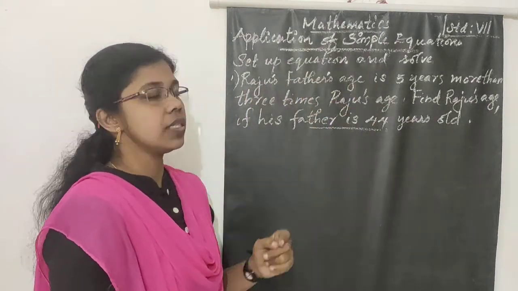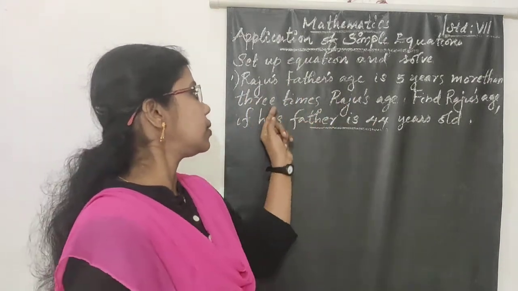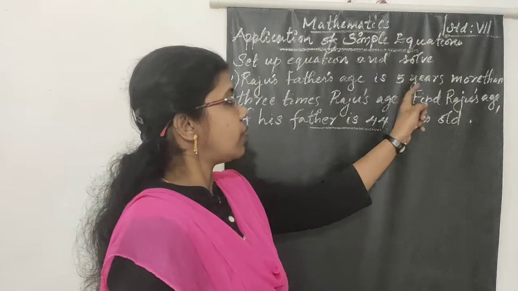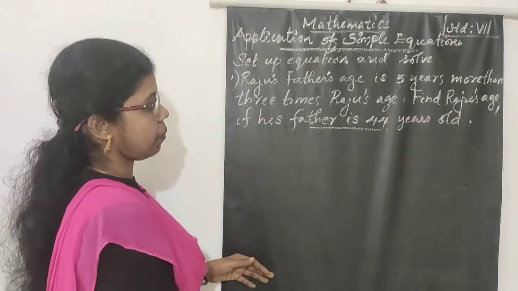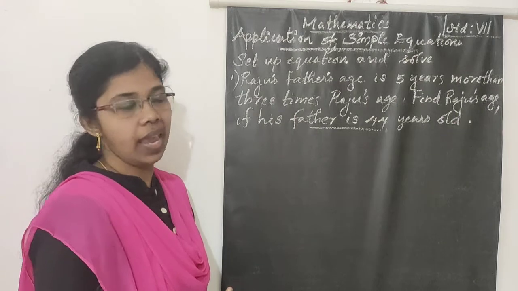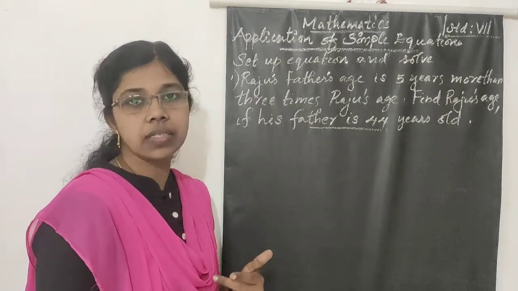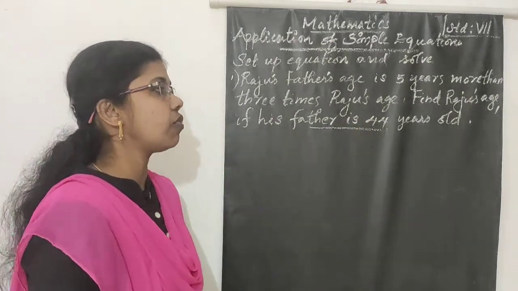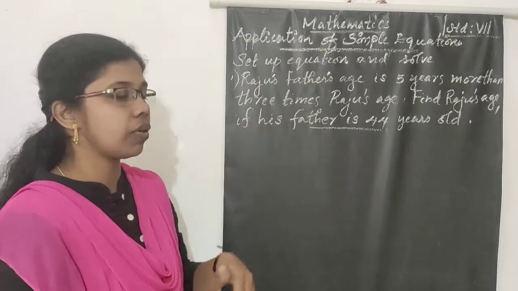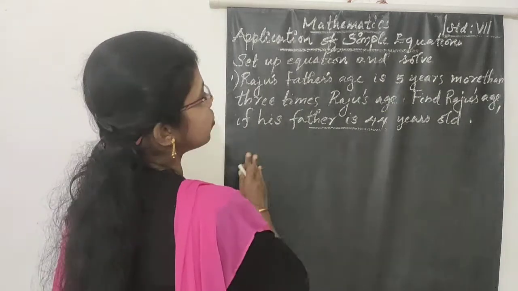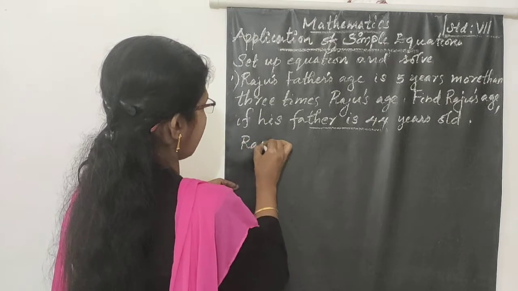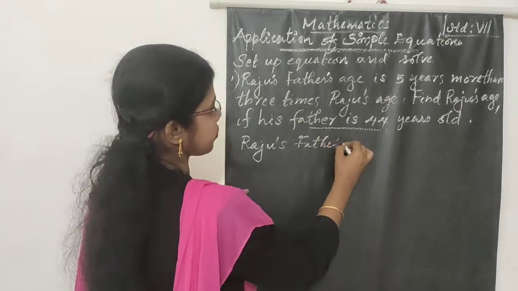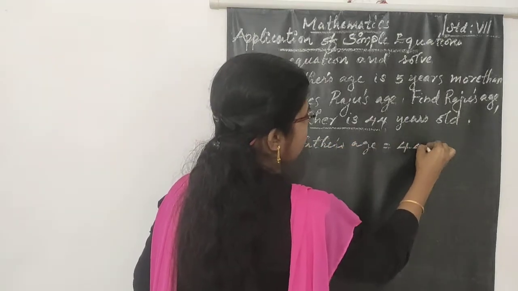Raju's father's age is 5 years more than 3 times Raju's age. Find Raju's age, that is our question. Also here given, his father is 44 years old. That means what? Raju's father's age. So first we have to write Raju's father's age equal to 44 years.